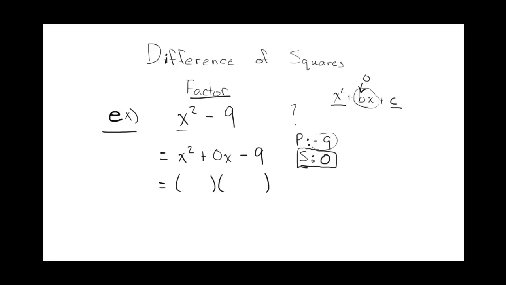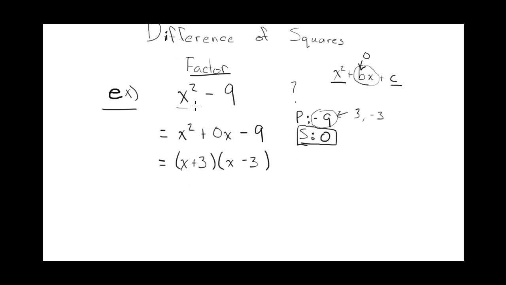The product has to be negative 9. Well, the good thing about negative 9 is 3 and negative 3. 9 is a square. And 3 plus negative 3, remember we said they have to be the same except for the sign. That's 0. So this one must be x plus 3 and x minus 3. So this is what we call a difference of squares.